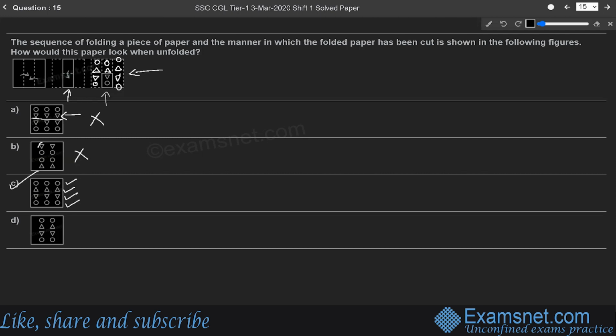Let us have a look at option D also. Option D also consists of two columns only, but the paper consists of three sections. So this is absolutely wrong. It does not make any sense. So we can say that the correct answer here is option C. I hope you are clear with this question.